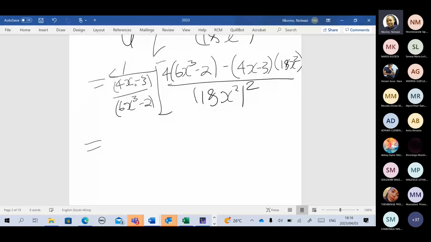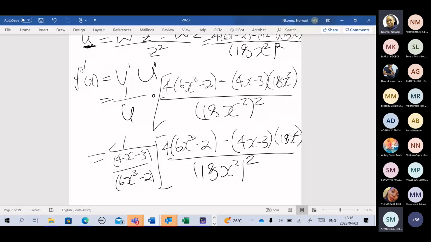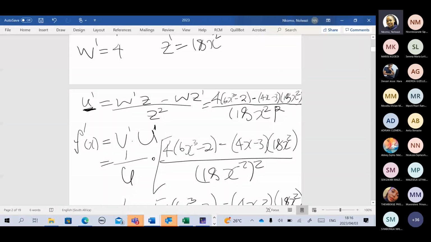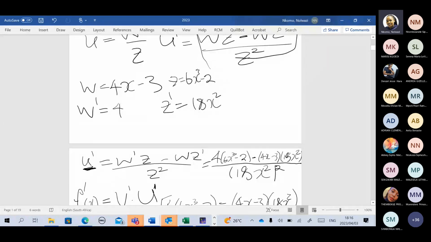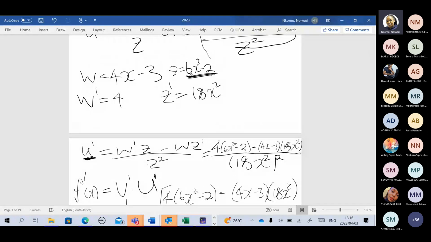Sorry, Ms. Nkomo, you keep saying x squared raised to the power of 2. Aren't we supposed to say it's v to the power of 2 instead of v prime to the power of 2? Did I say v prime? It's supposed to be v. Oh, yeah. It's supposed to be z squared, and we said z is equal to 6x cubed minus 2. Okay, I'm sorry about that.